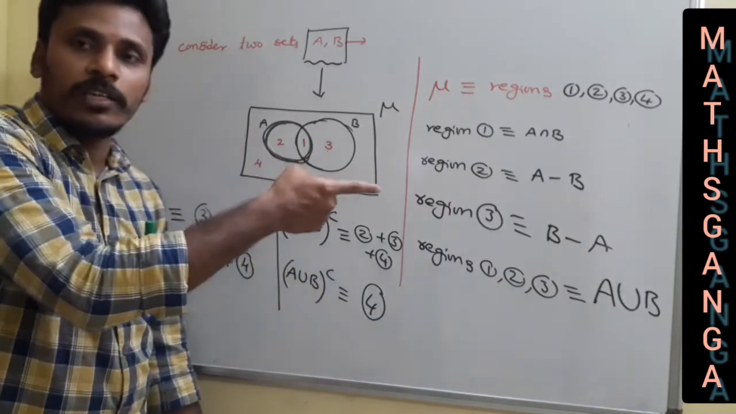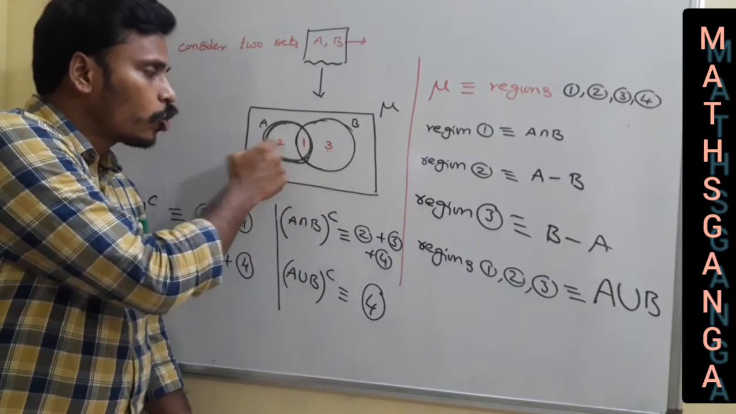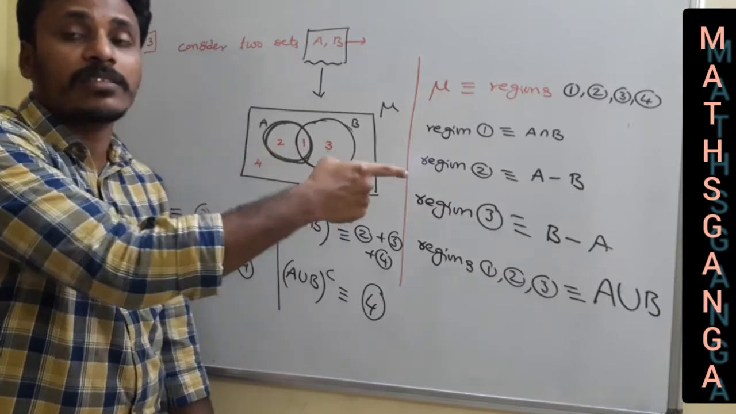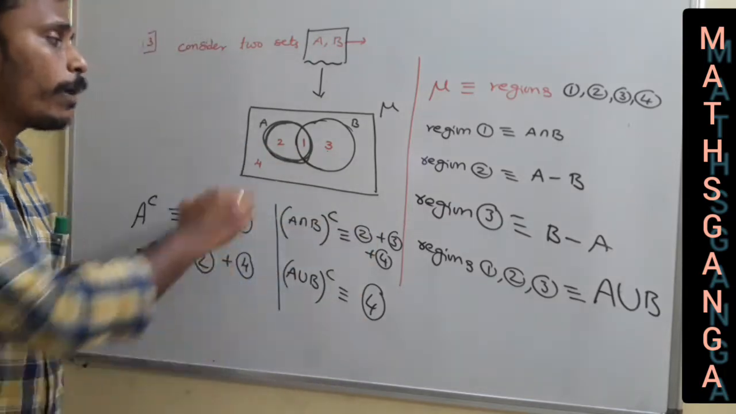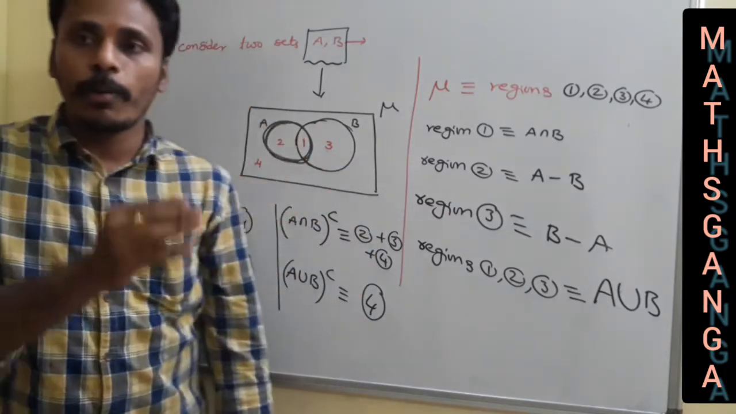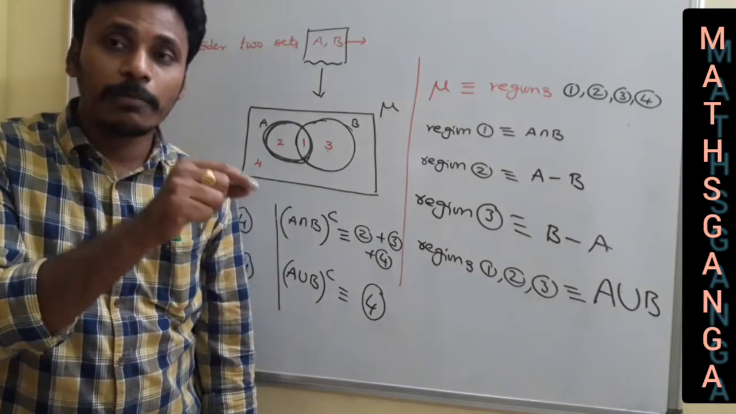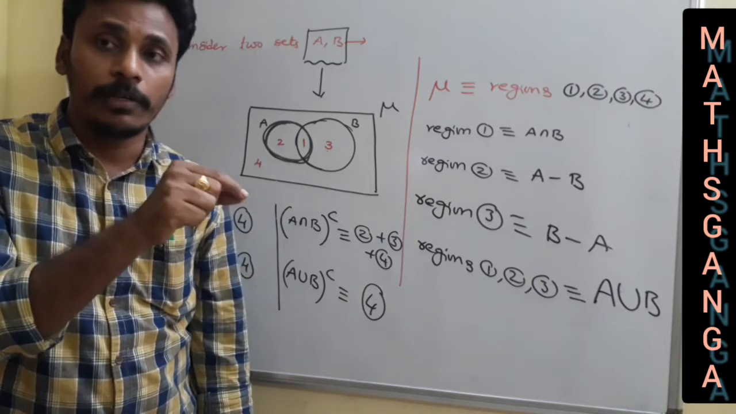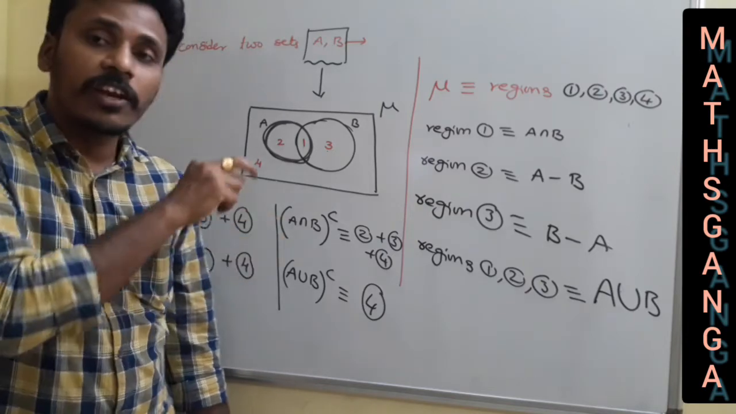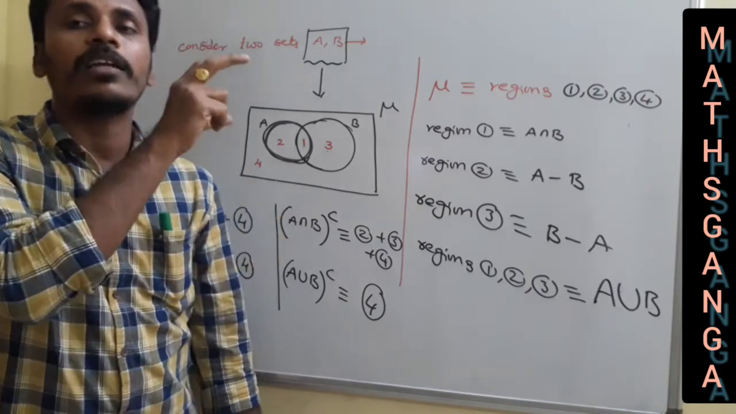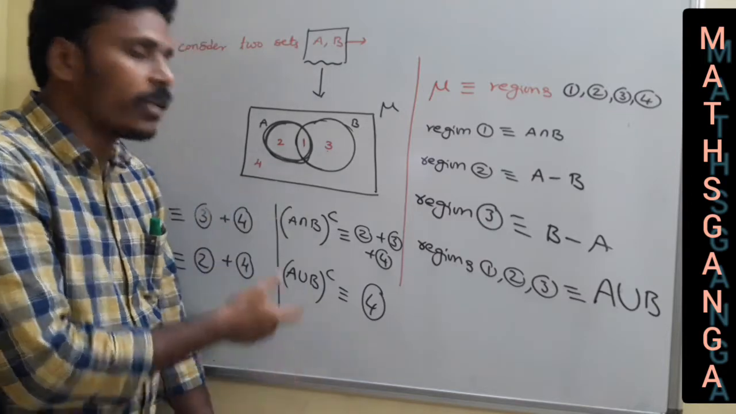And 1, 2, 3. Look there, 1, 2, 3. Total A and B are involved, that is A union B. A complement means outside of A. B complement means outside of B. A intersection B is the region which is common for A and B. A union B is the region which is ultimately in A or in B. And its complement is region 4.